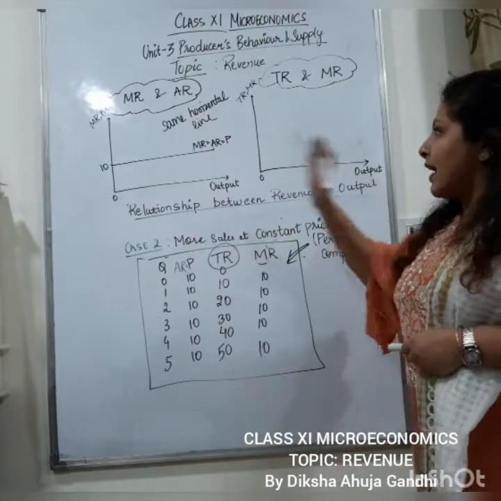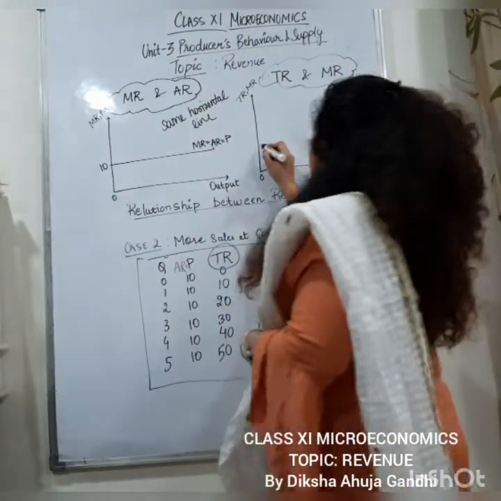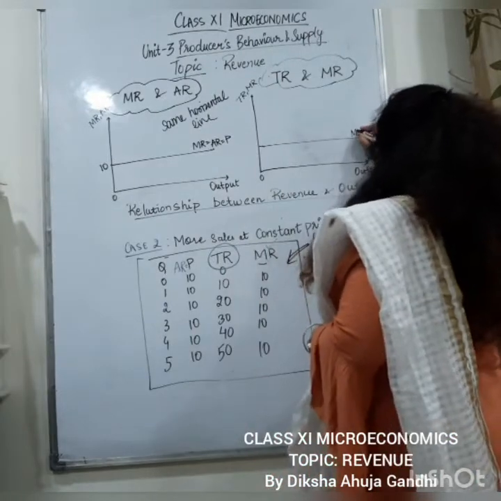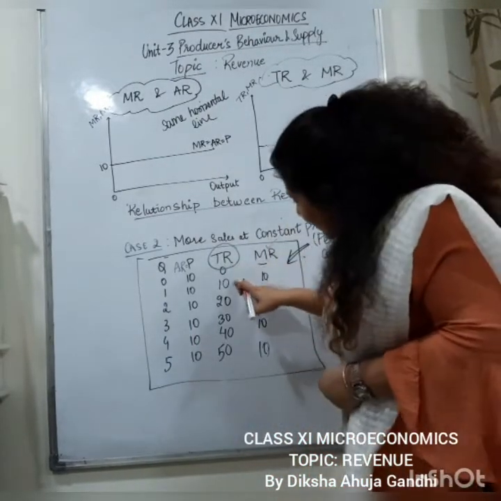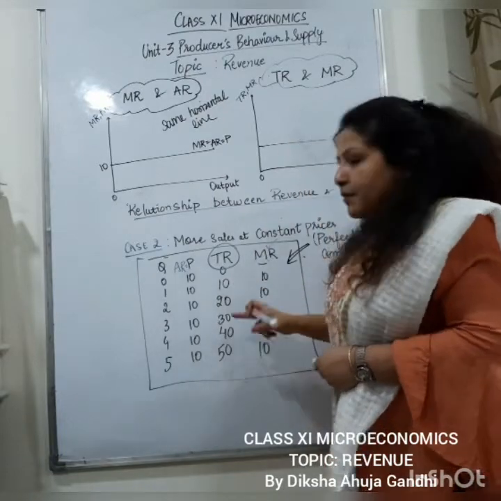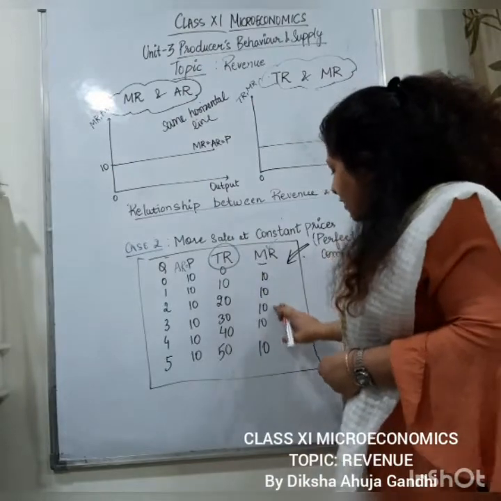This is clear, I think, the AR and MR relationship. Now let's talk about TR. MR, we know, is constant, as we have understood. MR is equal to AR is equal to price, right? And just see the TR is increasing definitely. TR is increasing, but at which rate? TR is increasing at a constant rate, always increasing by the rate of 10.